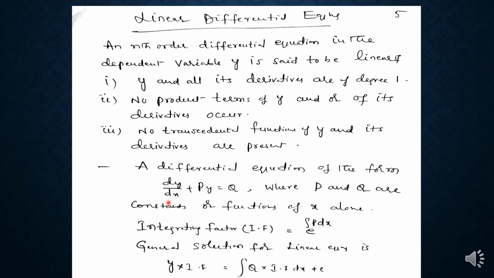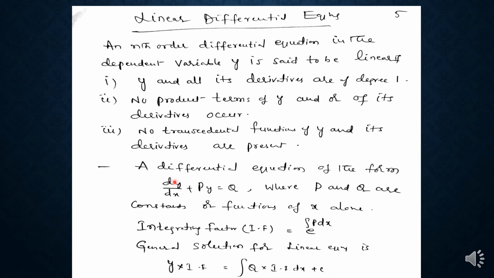To solve this type of equation, at first we have to find the integrating factor. Simply, we can write IF = e^(∫P dx). After finding the integrating factor, we can write the general solution by using the formula: y times integrating factor is equal to the integral of Q times integrating factor dx, plus c.